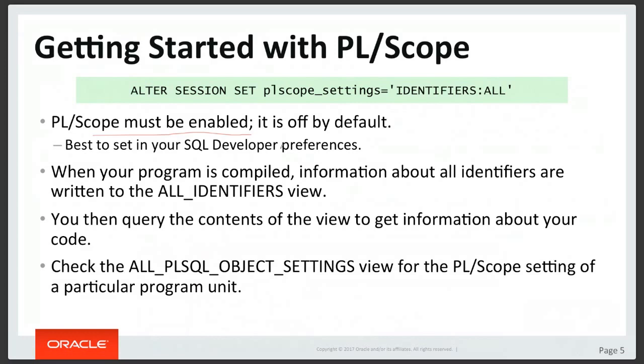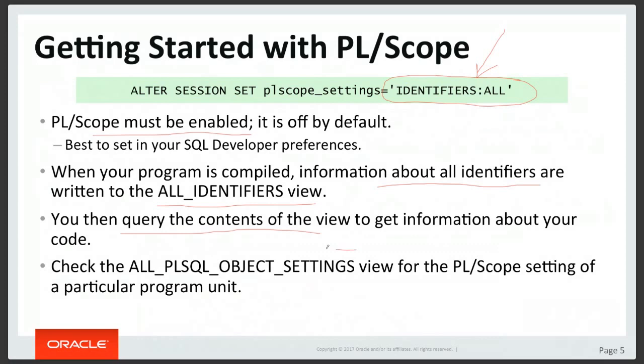But in general, once you've turned on the gathering of identifiers, and with 12.2, you'll see a little bit more here, not only identifiers, but statements. But once you turn on PLScope, then every time you compile a program unit, information about all the identifiers in that program unit, essentially everything with a name, will be written to the All Identifiers view. Once it's been populated with that information, you can write queries against the view to get information about your code.